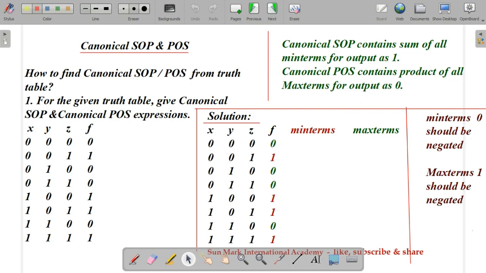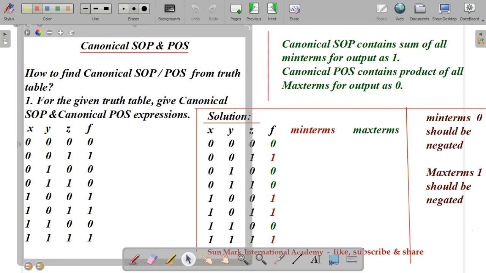Next one is a very important topic, canonical SOP and POS: how to find canonical SOP or POS from the given truth table. In the question paper, they will give us a truth table. From the truth table, we need to find the canonical SOP and POS. Here is one example: for the given truth table, give the canonical SOP and canonical POS.